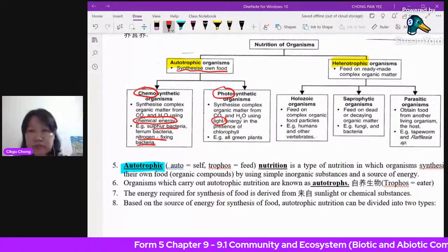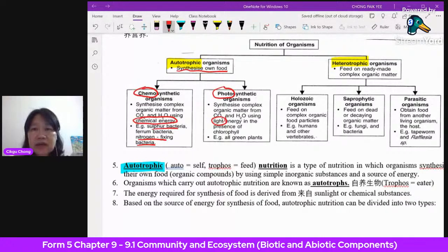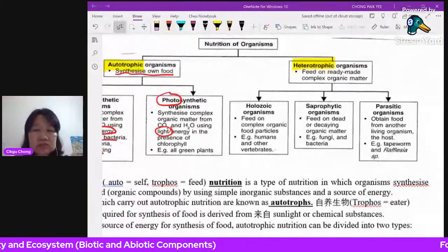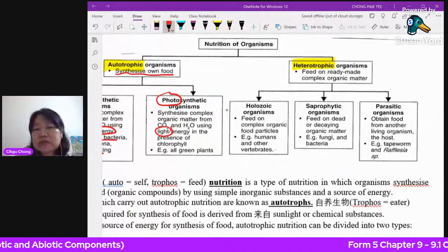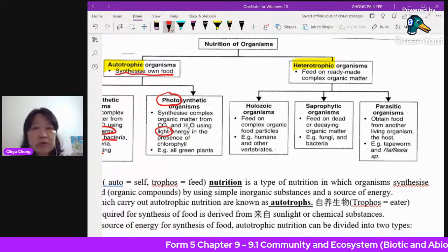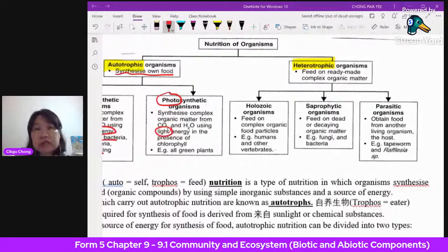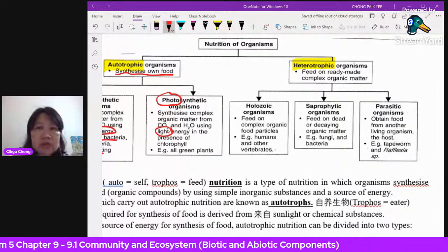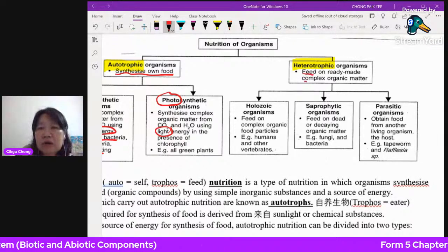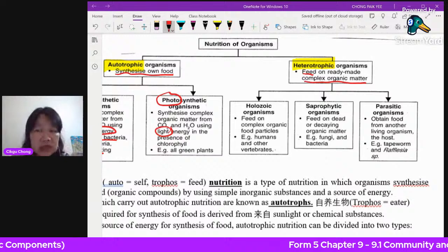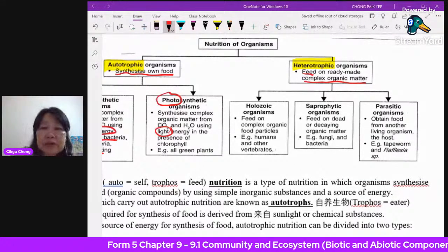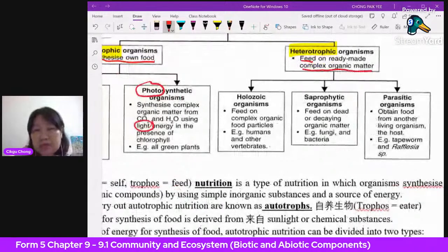Now heterotrophic. Heterotrophic means other. They cannot make food by themselves. They have to rely on other organisms to get their food. The food is already made by another organism in the organic matter. That means carbohydrate. We can't make carbohydrate. We have to eat it from our food. That's why we eat rice. Rice is a carbohydrate. We can't make carbohydrate by ourselves. So they feed on complex organic matter, meaning protein, carbohydrate, or lipid. They can't make it themselves. Heterotrophic has got three types.